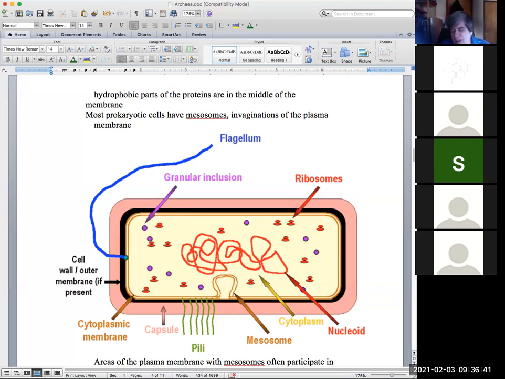There's not anything that doesn't have a plasma membrane that I'm aware of, but there are some bacteria cells that have two membranes. They have an inner membrane and an outer membrane. There are some bacteria that have two different cell walls. So there is a lot of variation.